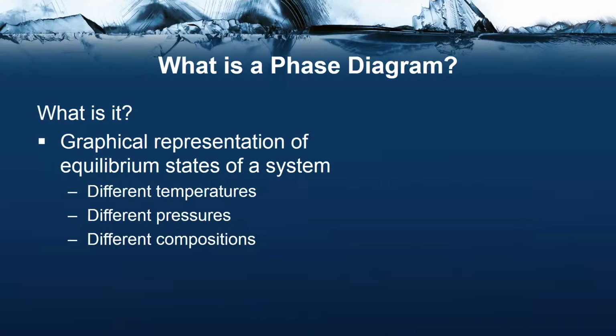A phase diagram is simply a graphical representation of equilibrium states of a system under different temperatures, different pressures, and different composition. But what does it mean?